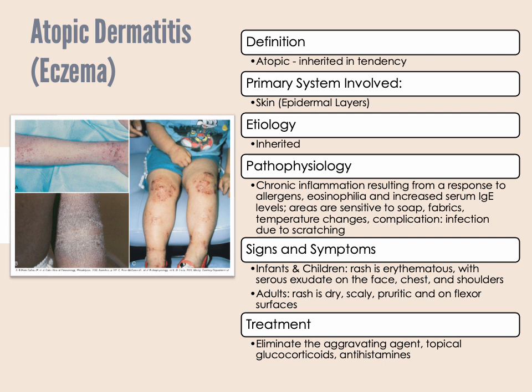Next, we have atopic dermatitis. This is also known as eczema. If you've had eczema or have experienced eczema before, this is something that you are actually born with, and it's a very itchy and uncomfortable disease. It's atopic, which means that it's inherited in tendency. It does affect those upper layers of the skin, the epidermal layers, and like I said, the etiology means that it is inherited, so you are born with this, and normally it develops in early childhood.